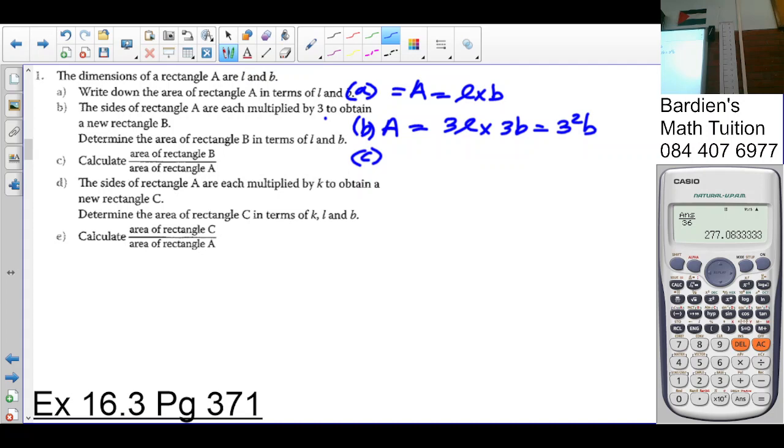C. Calculate the area of rectangle B over rectangle A. The area of rectangle B is 3 squared LB over rectangle A, which is LB. Shortening the LB, it's going to be 3 squared. You all agree with that? Who's confused? Who understands what we're doing?